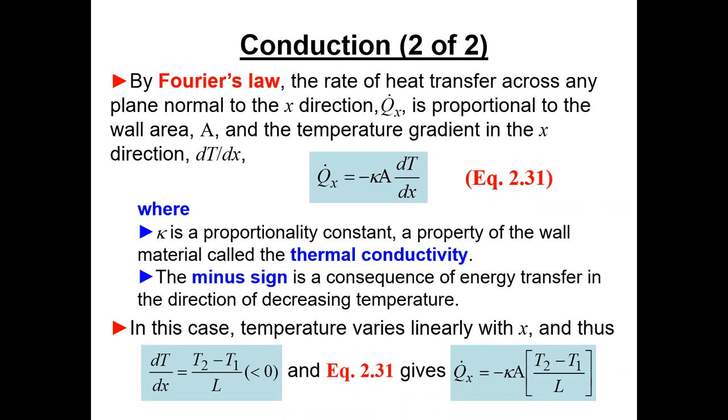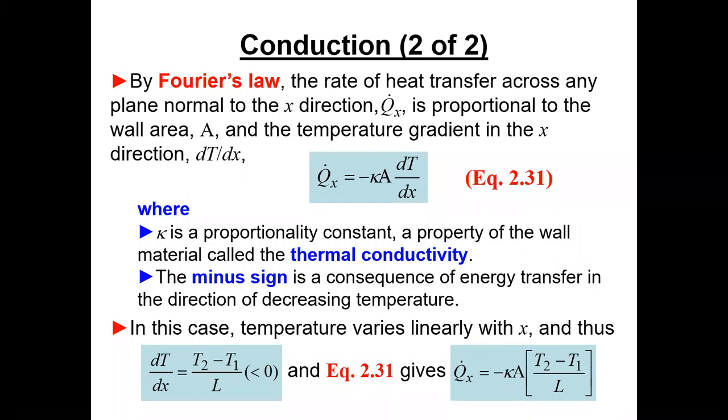So if this is the positive x direction, say going to the left, and that's the direction of decreasing temperature, then if you look at the dT, T2 minus T1 is always got to be negative, right? Because the temperature is going down. So you go further down, it's a lower temperature. T2 minus T1 is negative.